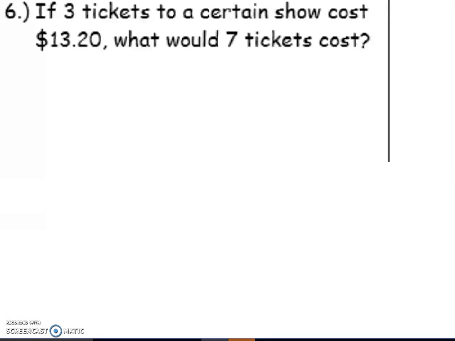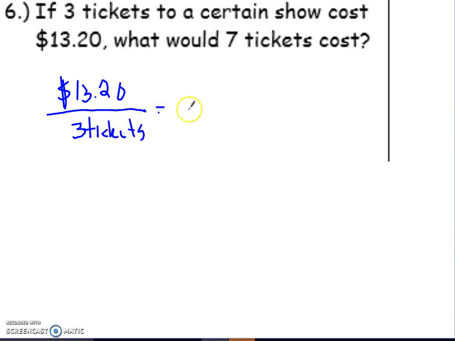Question number 6. If 3 tickets to a certain show cost $13.20, what would 7 tickets cost? So we have $13.20 for 3 tickets. I want to know what 7 tickets would cost. So we're going to do the cross product rule.